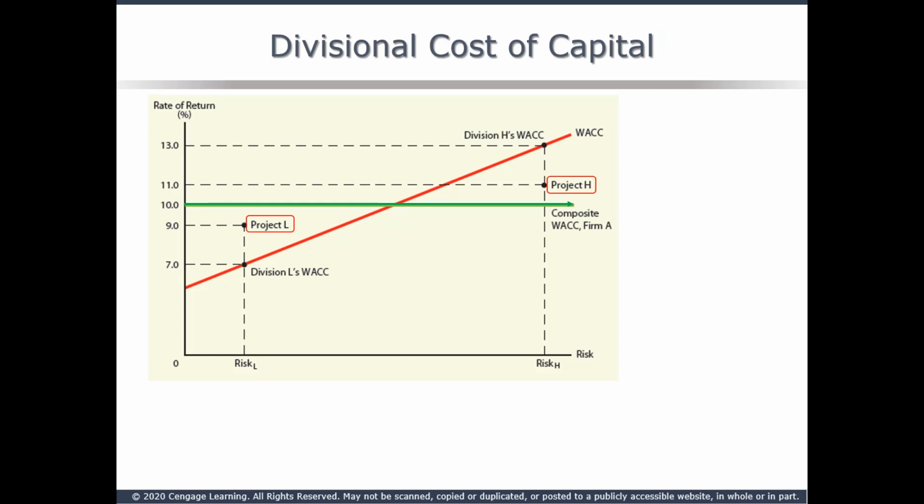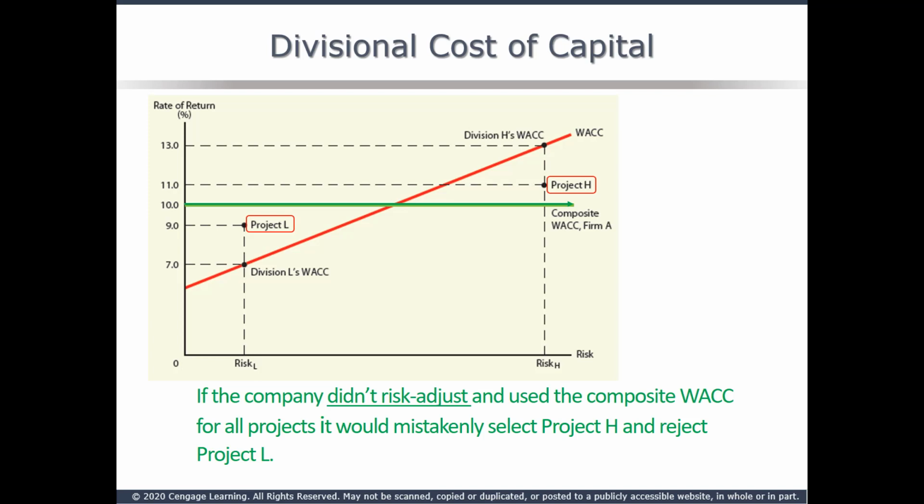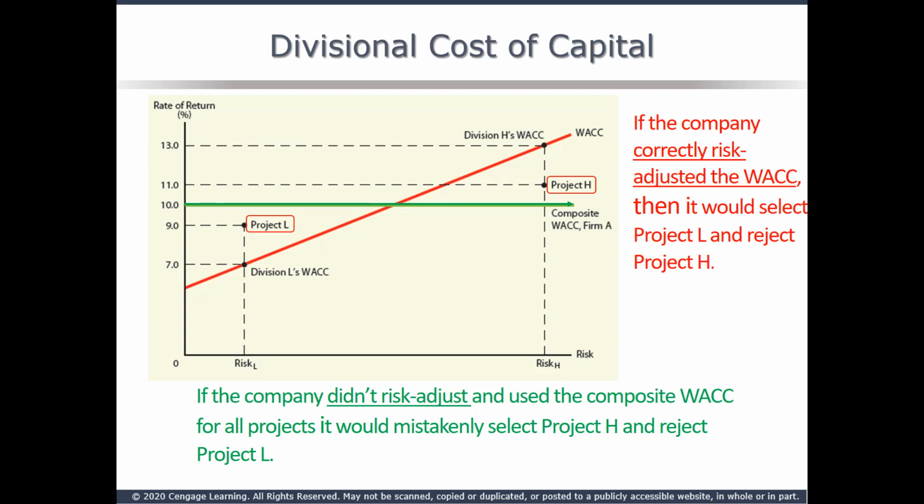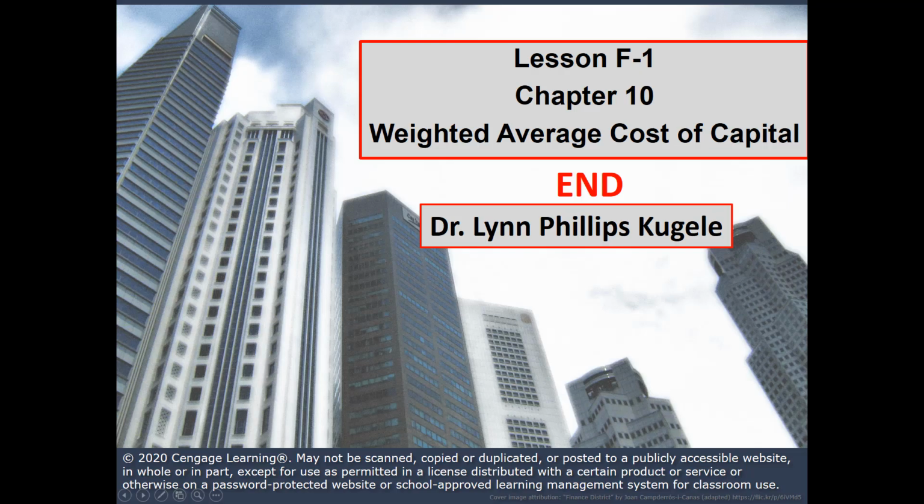If the company didn't risk adjust, it would mistakenly accept project H and reject project L. If the company uses a correctly risk-adjusted cost of capital, it would accept L and reject H. This ends our coverage of Chapter 10, the weighted average cost of capital.